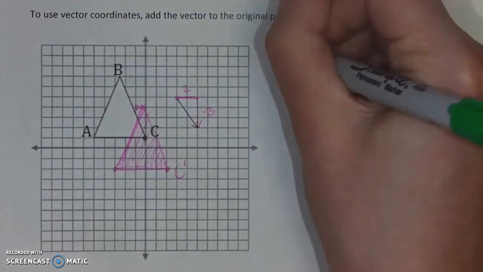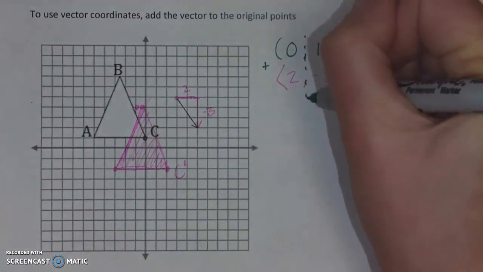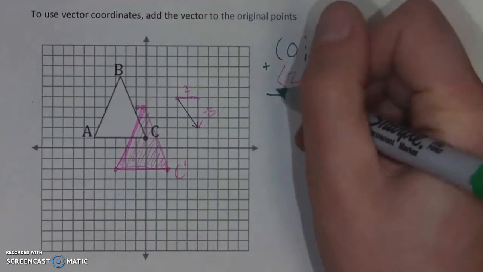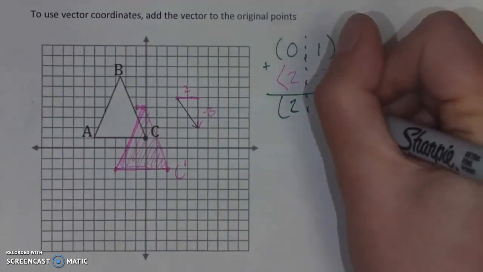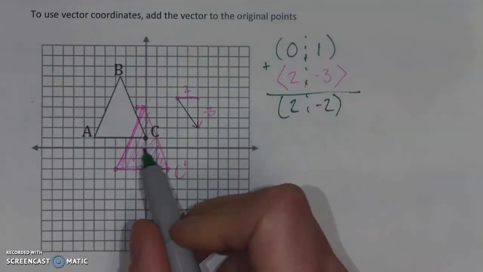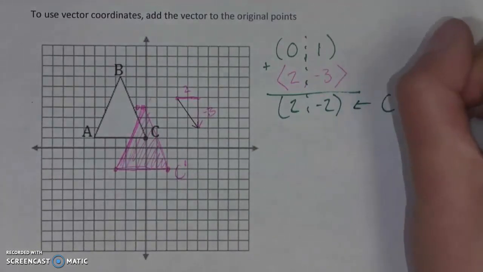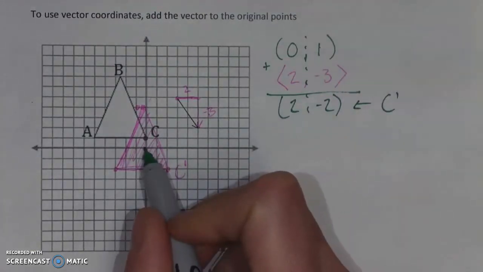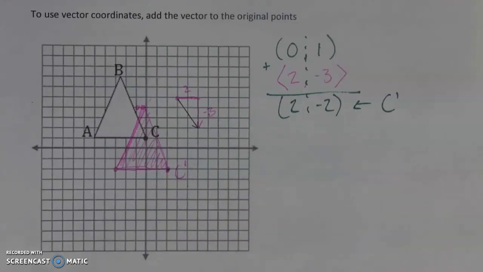That is at the point 0, 1. If I add my vector coordinate to it, I get 0 plus 2, which is 2, and 1 plus -3, which is -2. And so my C prime should be at 2, -2. And if I look, I go 2 over, 2 down, so that gives me my C prime coordinate, and that is accurate to what I found earlier. And that's how you guys can use these on a graph.